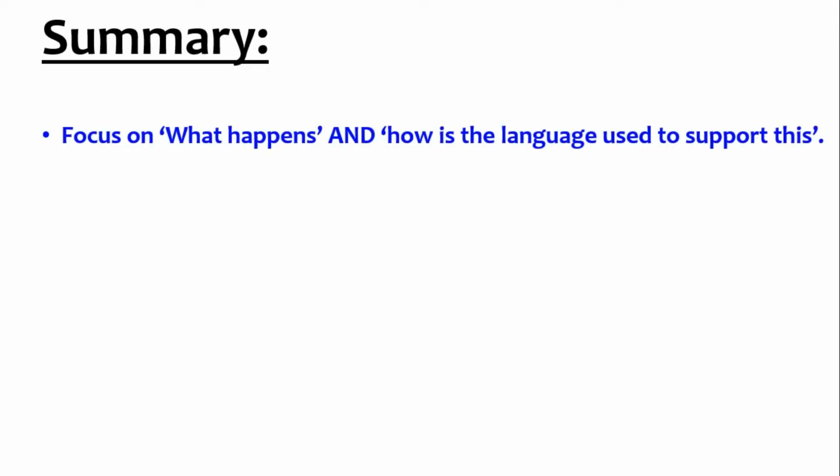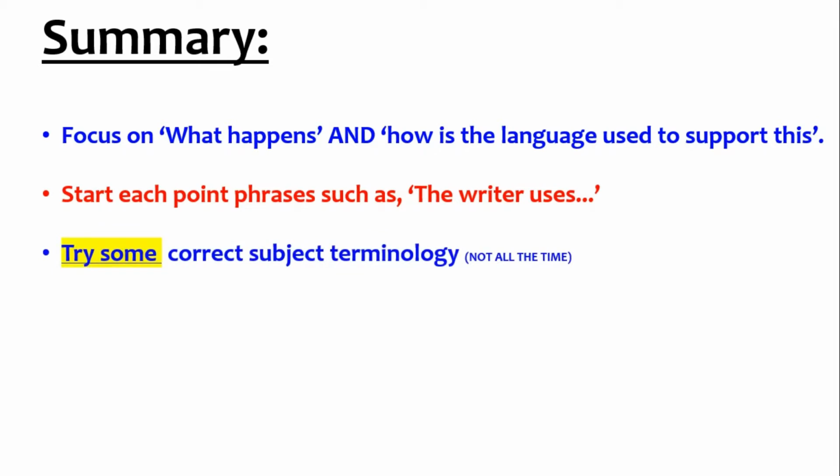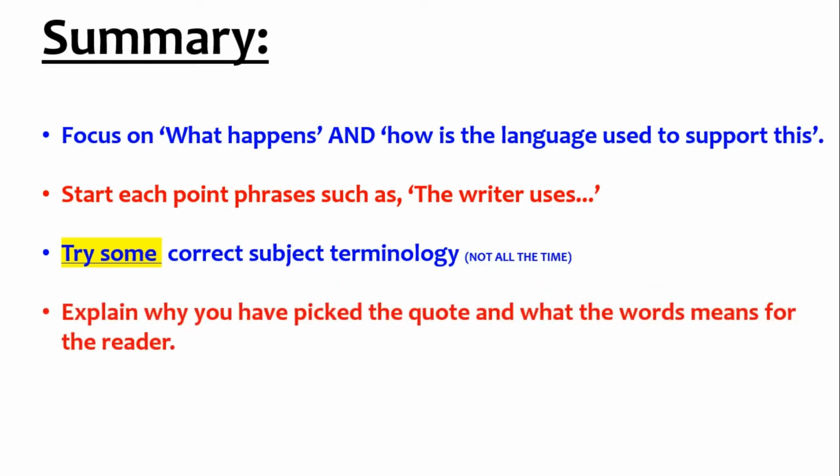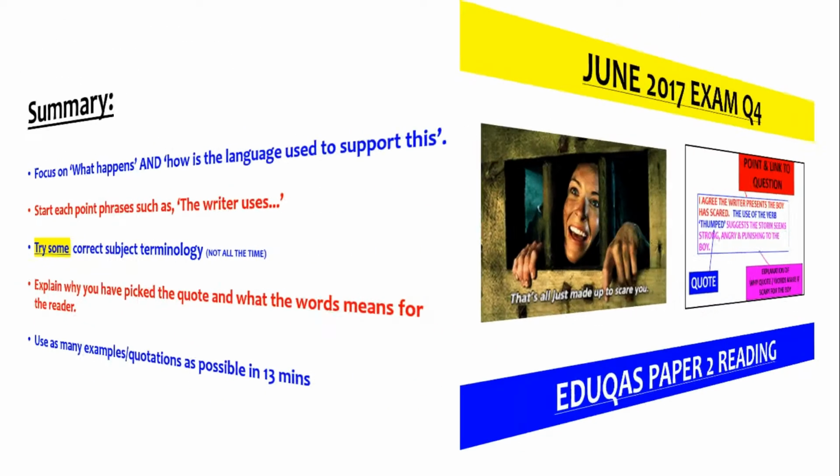So summary for question 2, focus on what happens and how the language is used. Try some subject terminology, only if you know. So if you're doing 5 PEs, just do 1 using terminology. Explain why you've picked the quote and what the words mean, that's the key one. And use as many examples, quotes as possible in your 13 minutes.